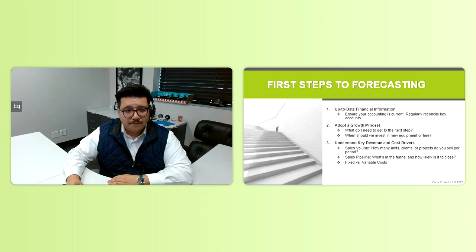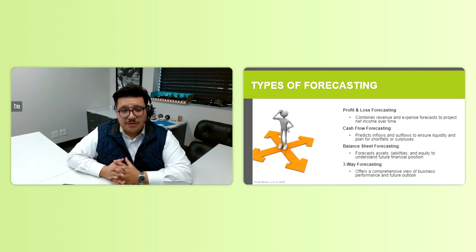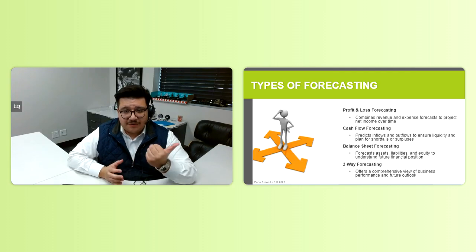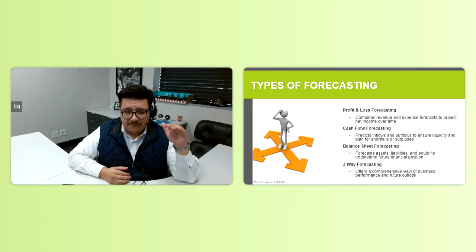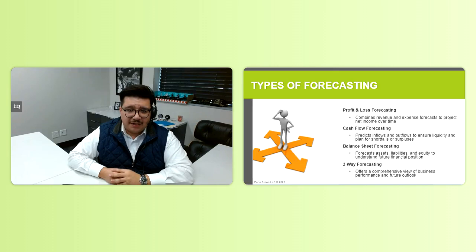So the next thing after talking about the first steps of forecasting is what kind of forecast do we want to do? You can do a profit and loss forecast, which I described in the previous slide, where you're talking about how much your revenue is going to come in, your expenses, to forecast net income over time. And a lot of these build off of each other. So in order to do a cash flow forecast, you really need to do a profit and loss forecast first.